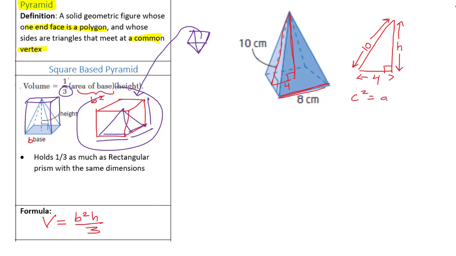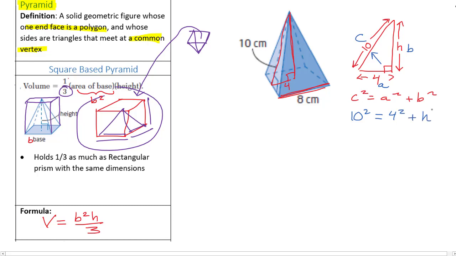C squared equals A squared plus B squared. All right, so let's plug in what we know. Which side's gonna be the C? The C is always the side across from the 90-degree angle. So C is gonna be 10. Now remember, A and B can be whatever. So I'm gonna make A 4 and B H, okay? So A is 4, B is the height that we're solving for.